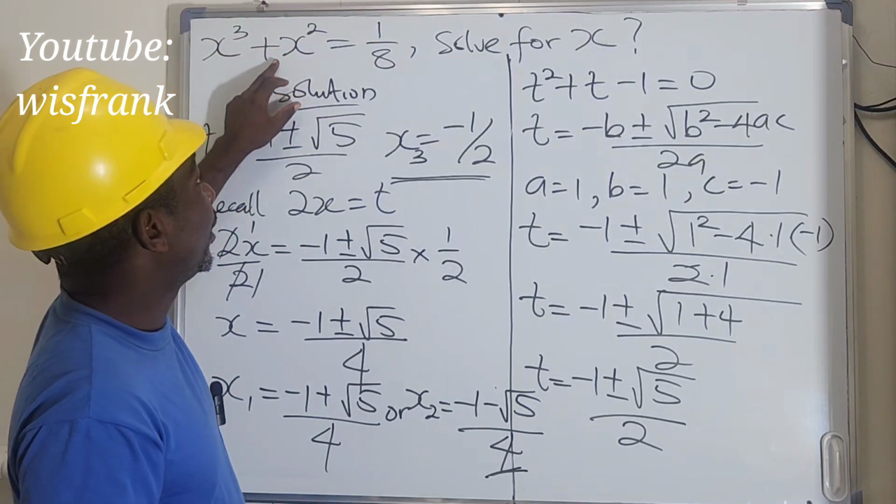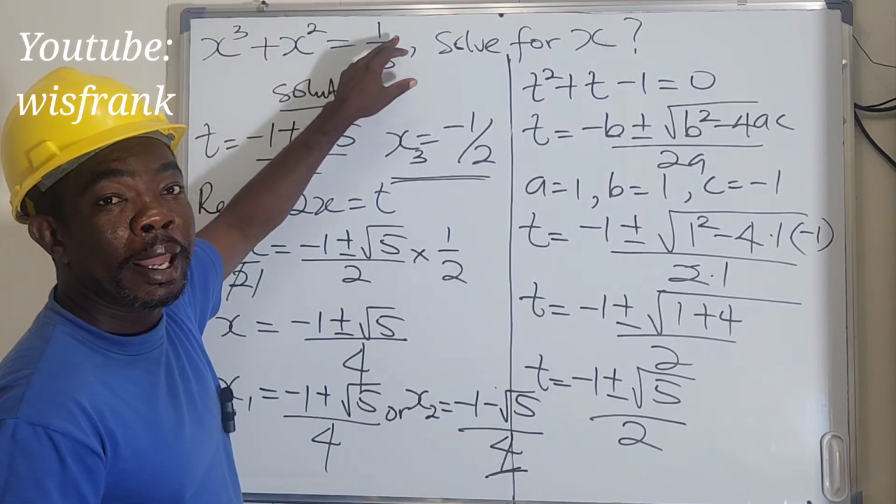x raised to the power of 3 plus x raised to the power of 2 equals to 1 all over 8.